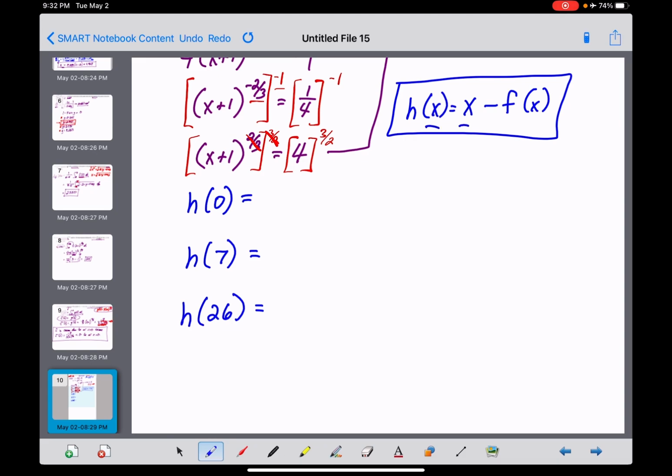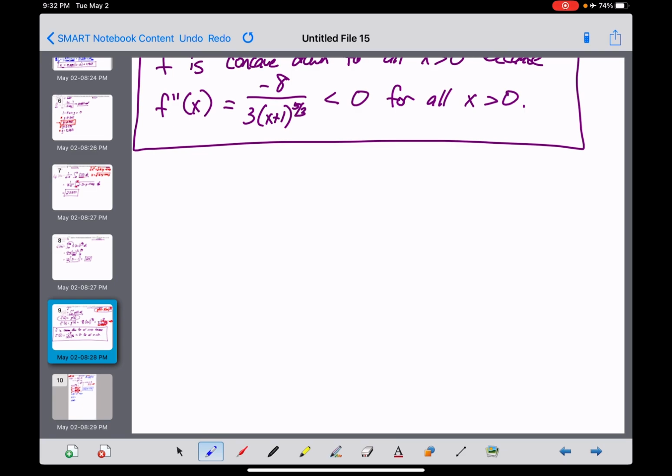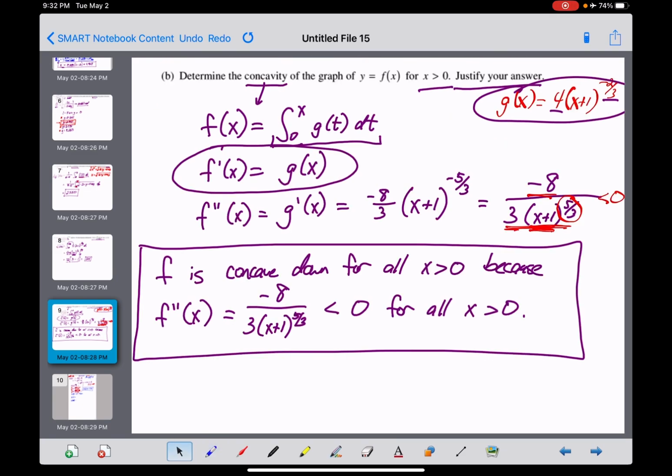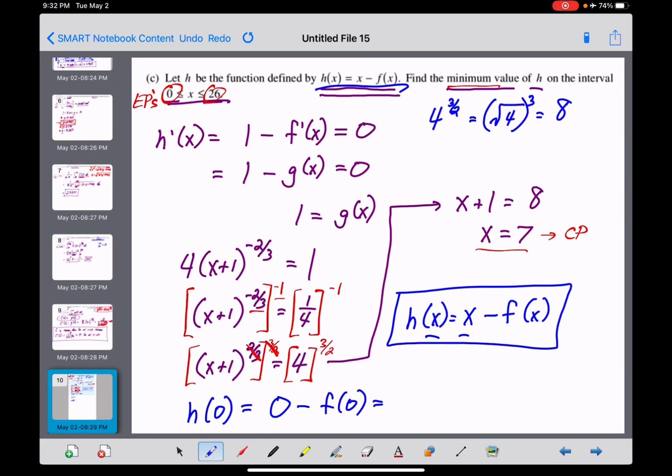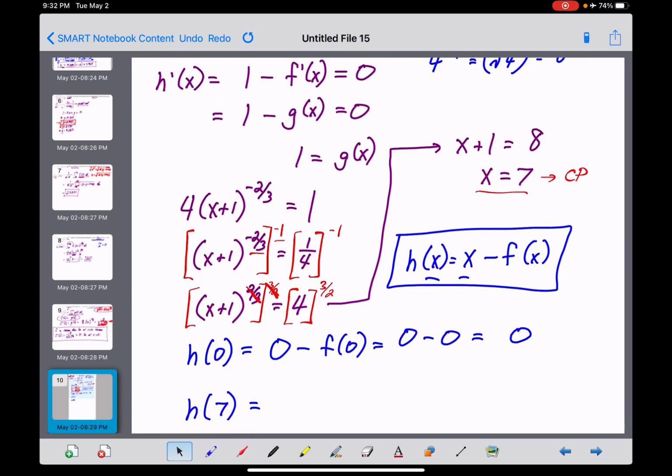h of 0 starts off with your x coordinate, which is 0 minus f of 0. Well, f of 0, have we answered that question yet? I don't really think that we have, but if we go back to the original definition right here, f of x is an integral from 0 to x. If that top x is 0, this is an integral from 0 to 0, which is guaranteed to equal 0. So this becomes 0 minus 0, and we end up with 0 for the value of h of 0. Oh, would that every other problem here was going to be that easy, but that's that one.